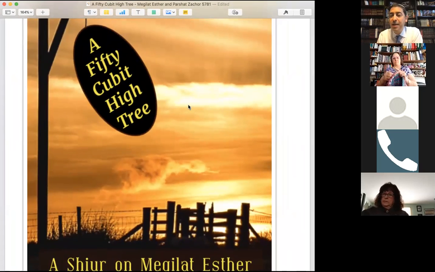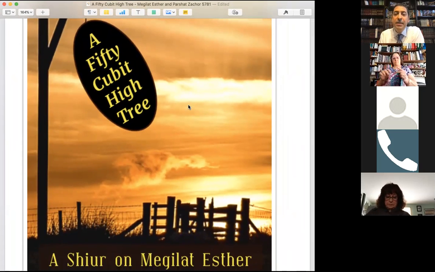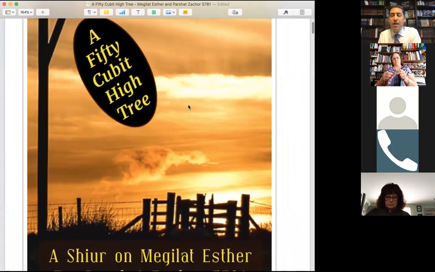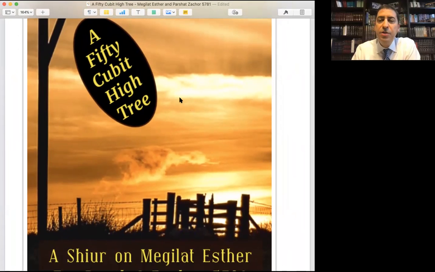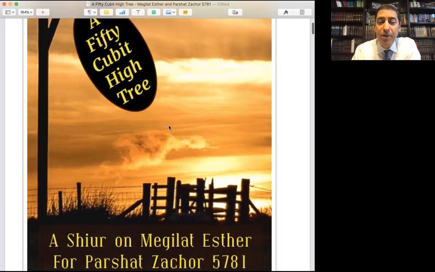An amma is approximately 9 inches or so, give or take. It's 6 tefachim. Actually, it's more. Excuse me, an amma is 19 inches. I made a mistake. 19 inches for an amma. So you do the math. It's a pretty high tree.